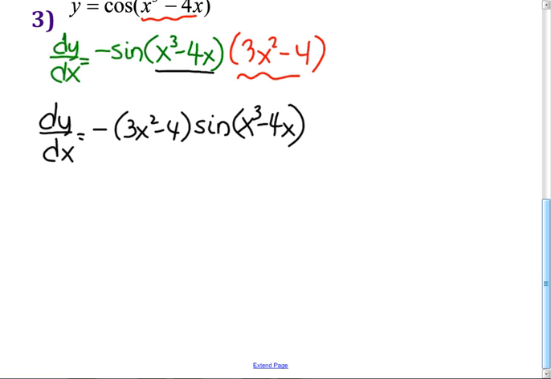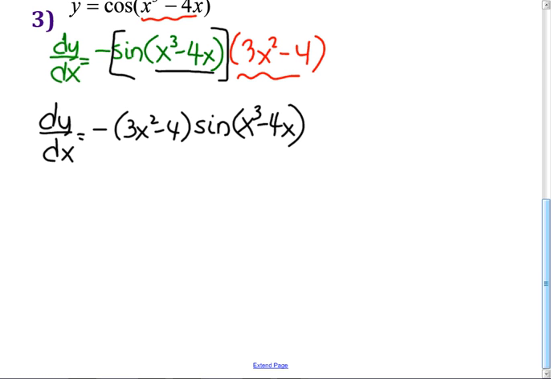I just changed the order. I just didn't want to see this here because it looks like that's multiplying. Yes, this is multiplying, but it's this multiplying. I could have done that, then it's very clear. I'm not multiplying this angle times that 3x squared minus 4. It's times the sine of the angle.